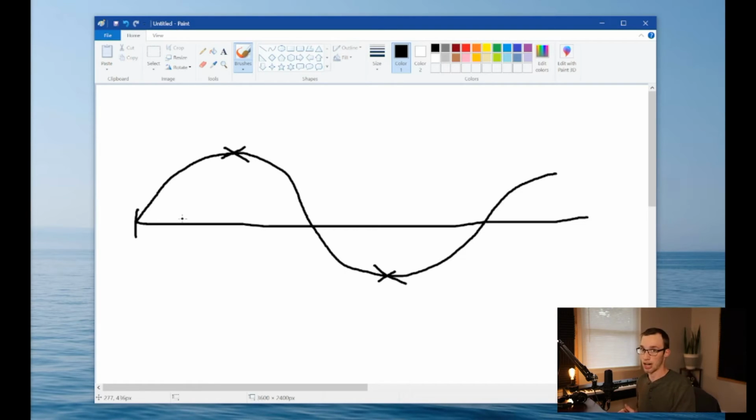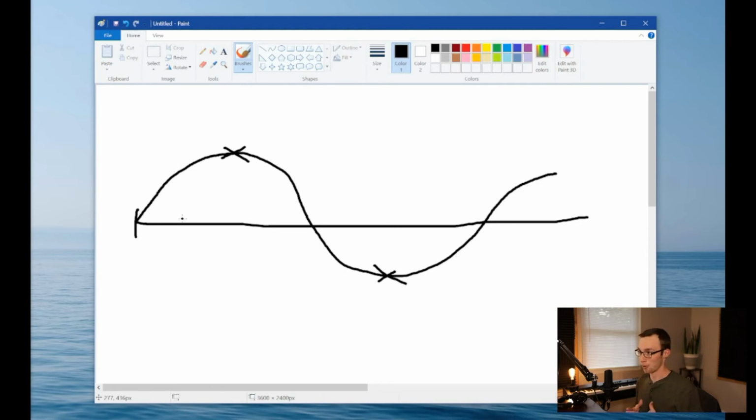On the other side of the spectrum, if we've got a wave that's 1K, that is going to be a really quick wave. It's going to be cycling very, very quickly, and as a result, it's going to be a higher pitch than 50 hertz. So the further we go up in hertz, the higher the pitch goes.